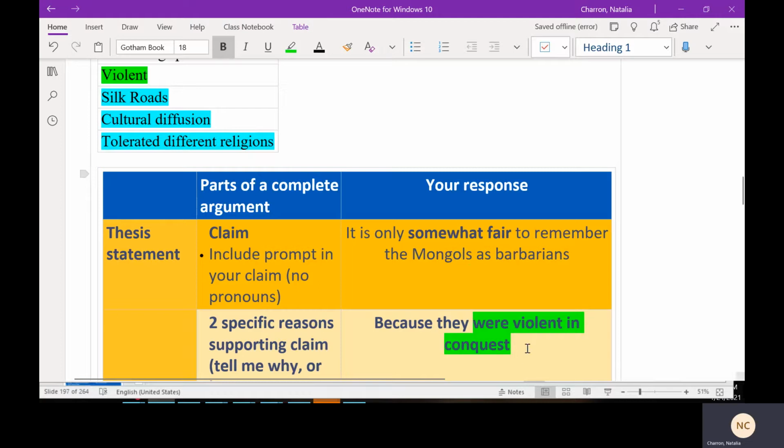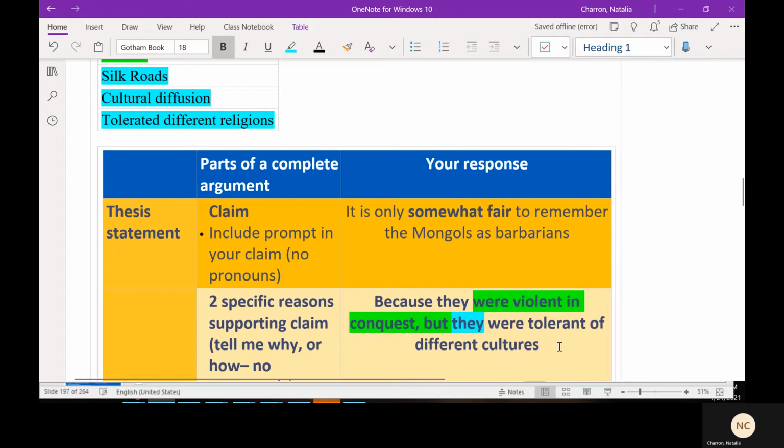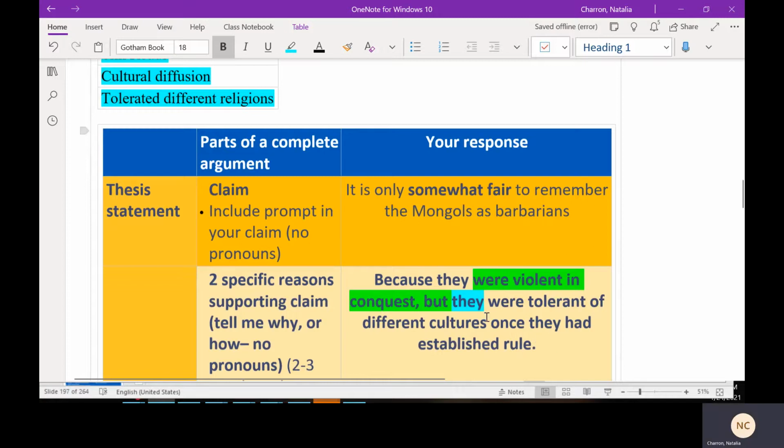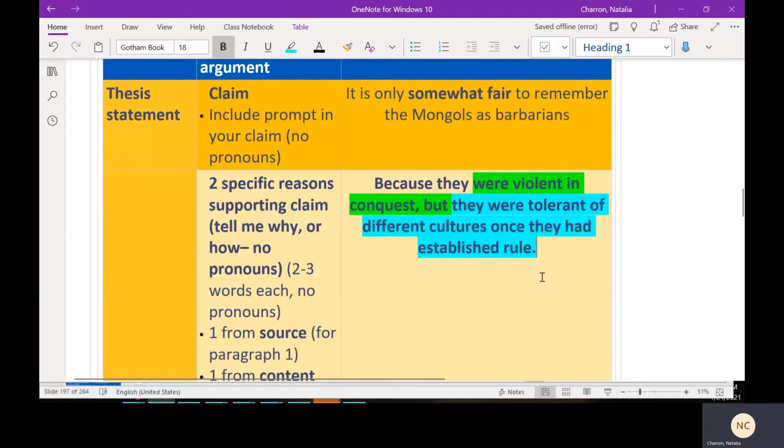But, and here I need to pick what matters most to me. Can I write best about the Silk Roads or cultural diffusion or tolerating different religions? You know, in this day and age, I think that tolerance is really important to me, so I'm going to write about that. They were tolerant of different cultures once they had established rule. So that's my second reason. That should be the focus of my second paragraph.